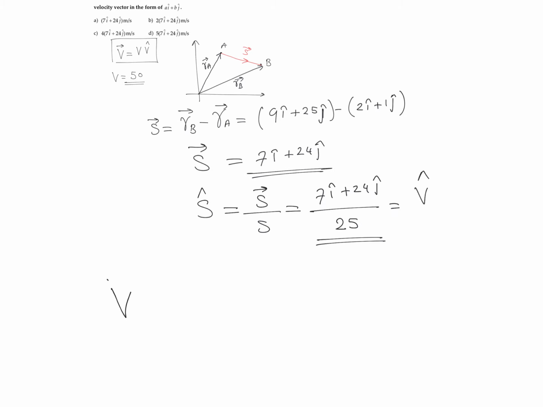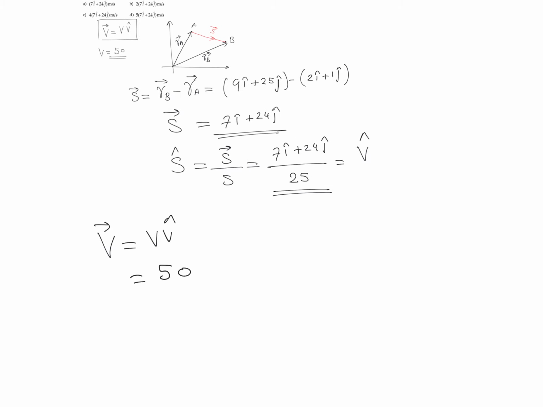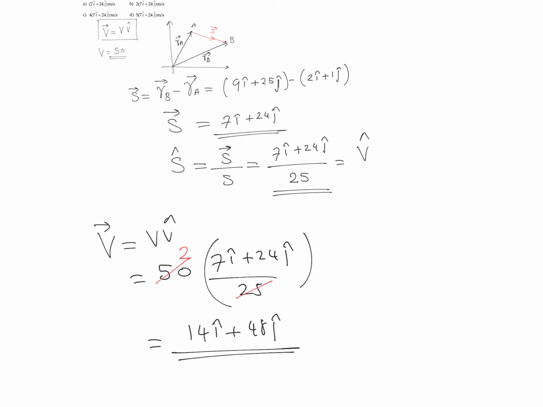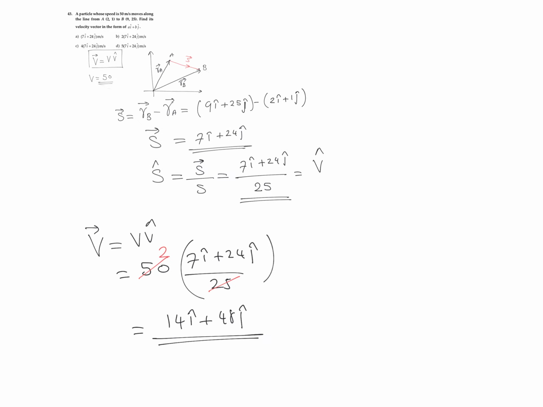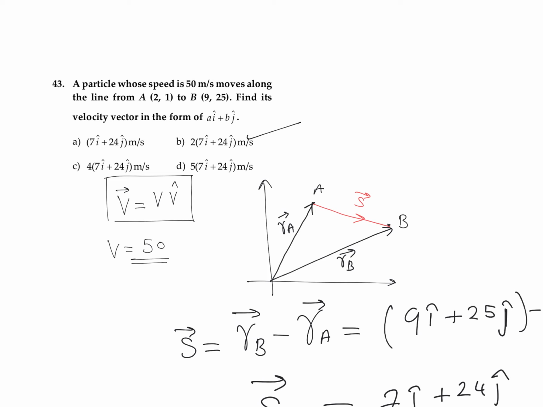Now we've got both the things, that is v vector is equal to v into v cap. We know the value of v, which is 50, and the value of v cap is 7 i cap plus 24 j cap divided by 25. So we can cancel this 25 and 50, you will get 2 as it is. So we can write 2 into 7, that is 14 i cap, plus 48 j cap. So this is our velocity vector, which is 14 i cap plus 48 j cap, or 2 times 7 i cap plus 24 j cap. This is our velocity vector.